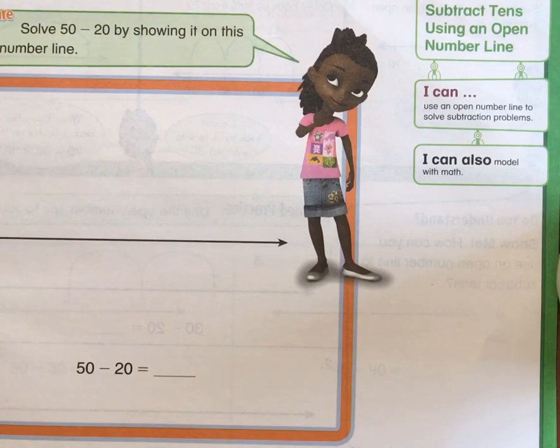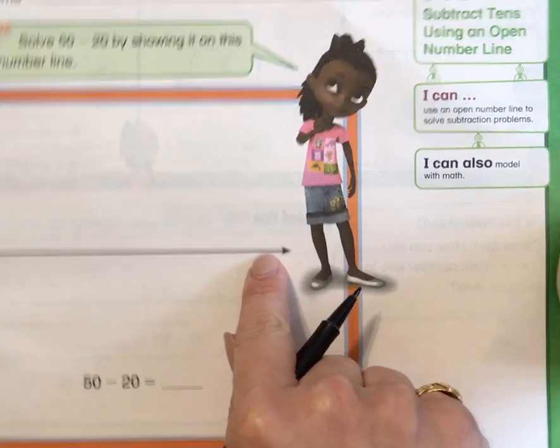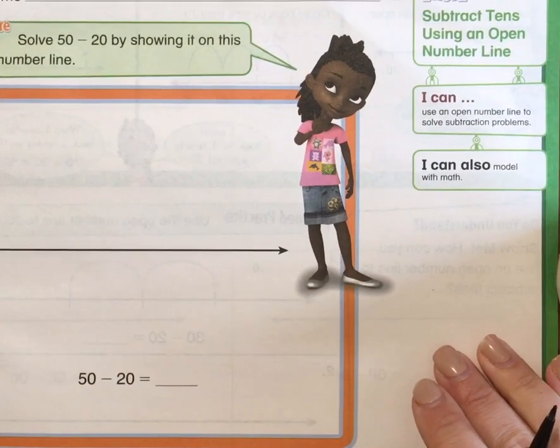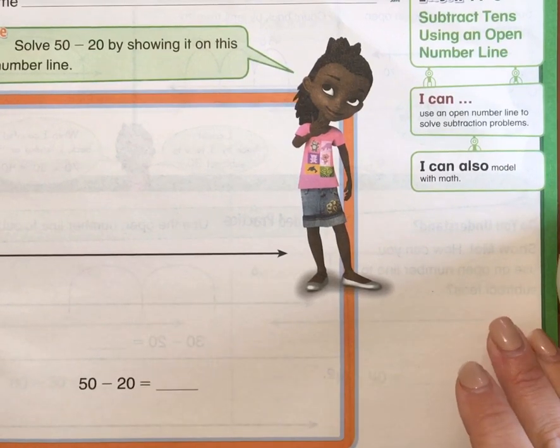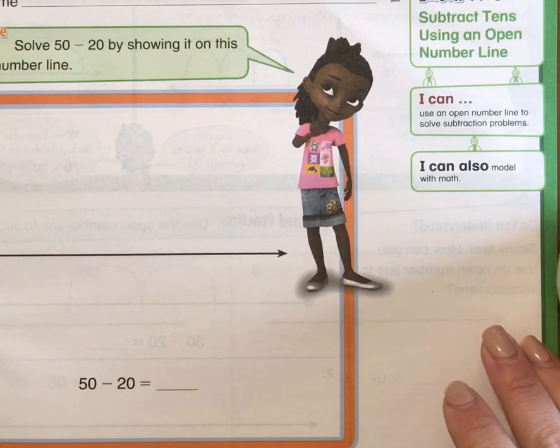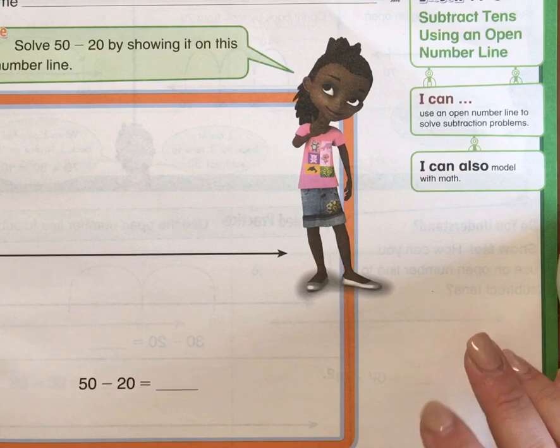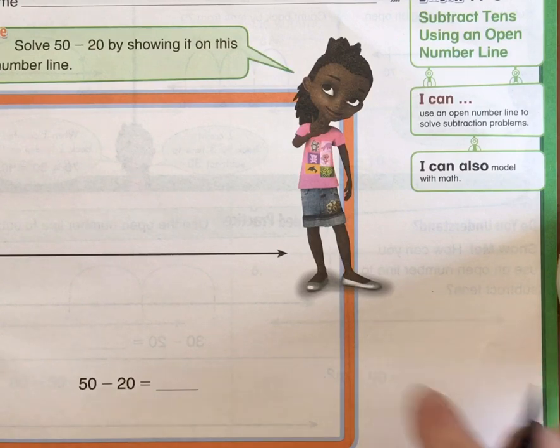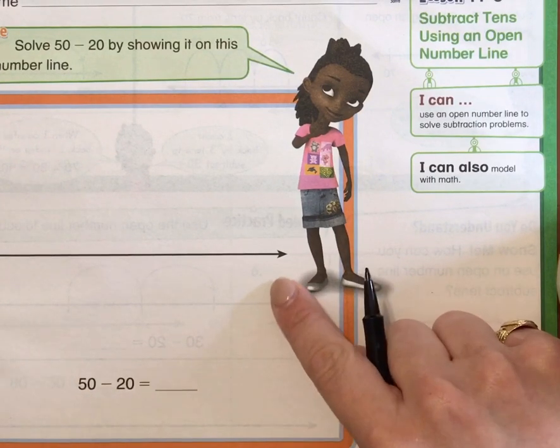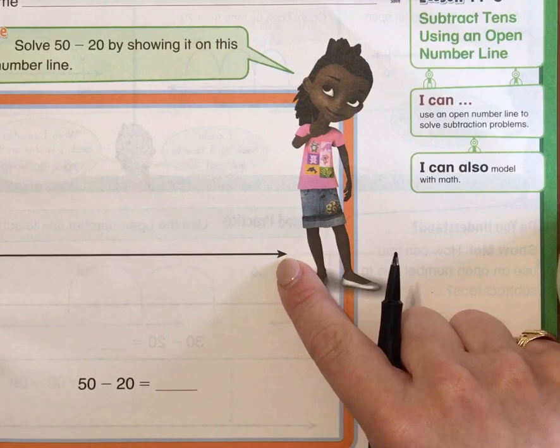Subtract tens using an open number line, guys. My favorite thing, the open number line. I can put whatever numbers I want on here and use it to add and subtract. And today we get to do subtraction. Now, the funny thing about subtraction means we're counting backwards.